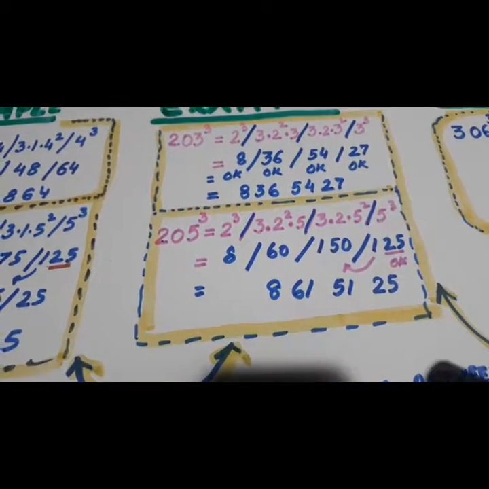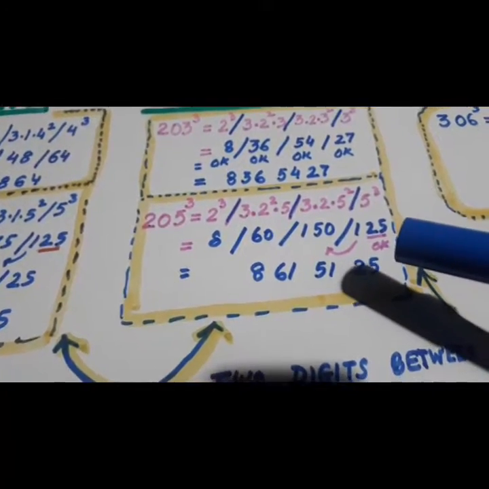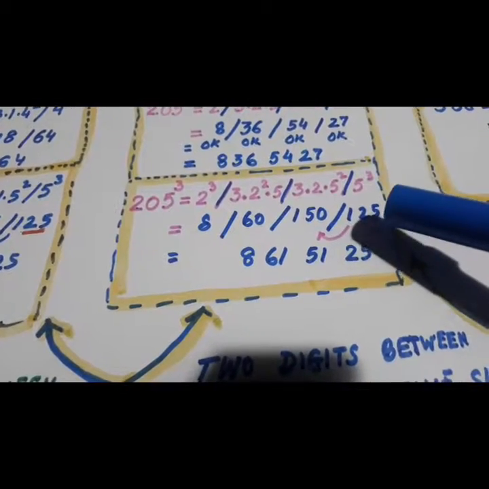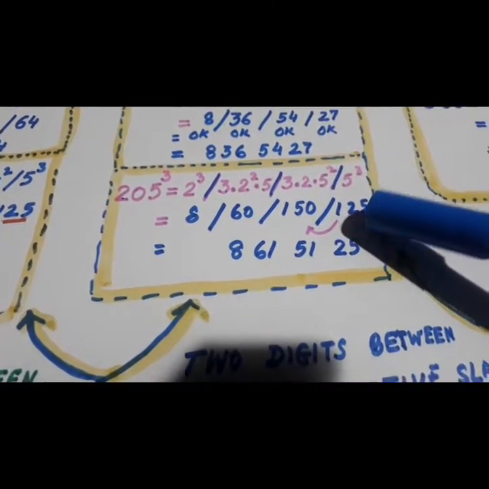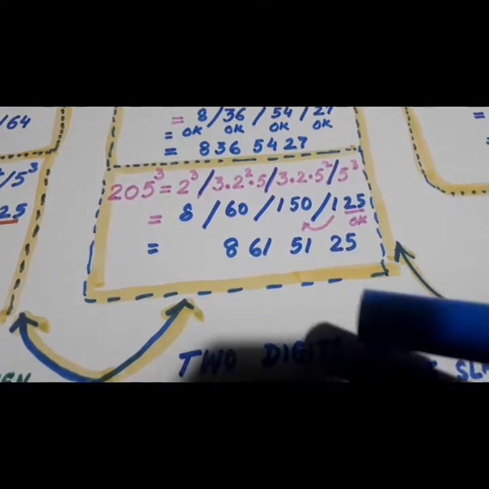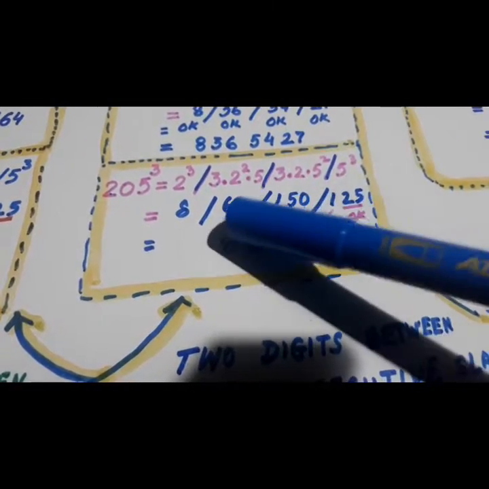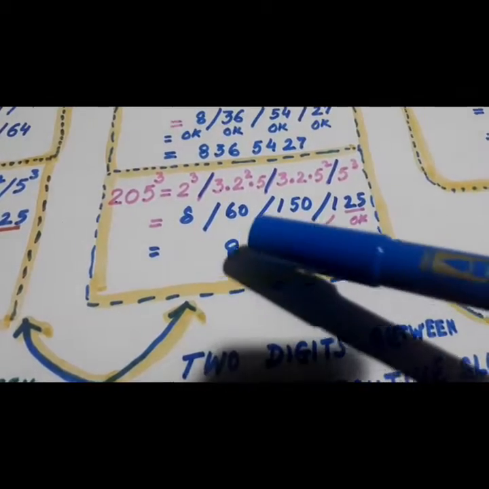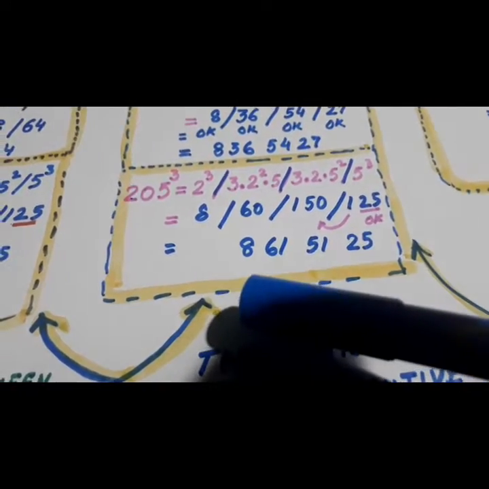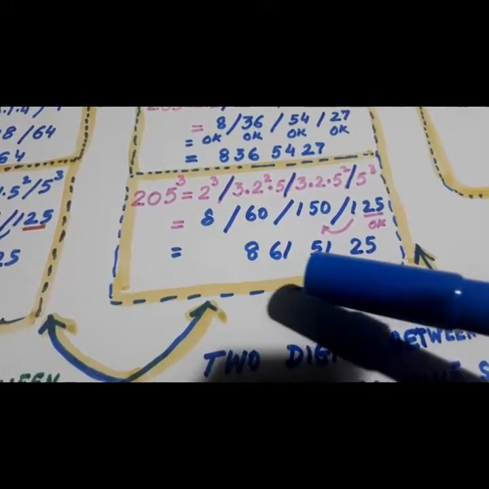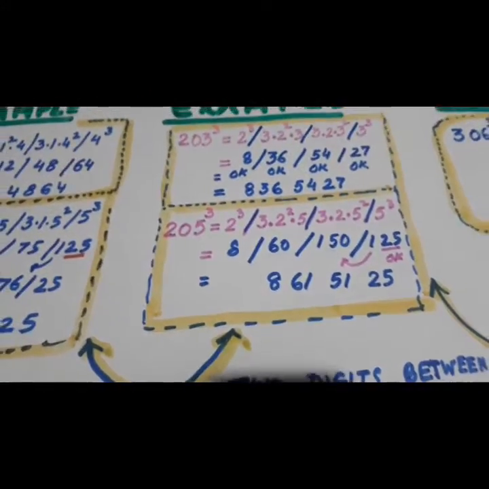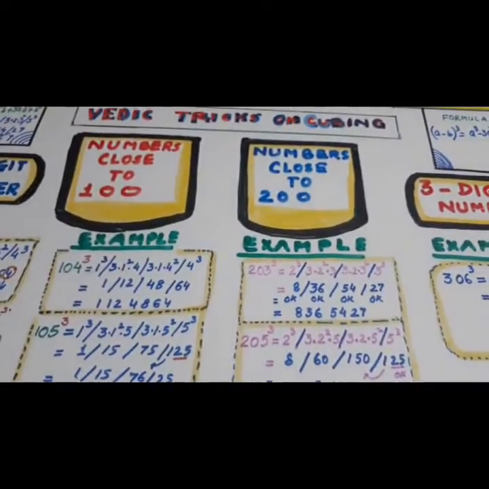How we will be writing it? We will be keeping only 2 digits here. It is 125. 3 digits are there. Keep 25. Take 1 as carry. It becomes 151. Write 51 here. Take 1 here. 60 and 1, 61. 8. So it becomes 8, 61, 51, 25. So this is how we'll go about.